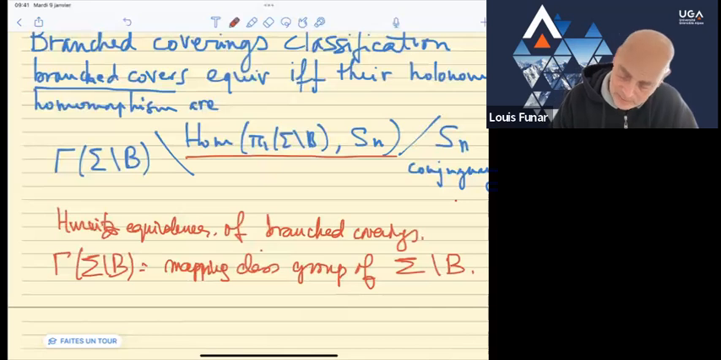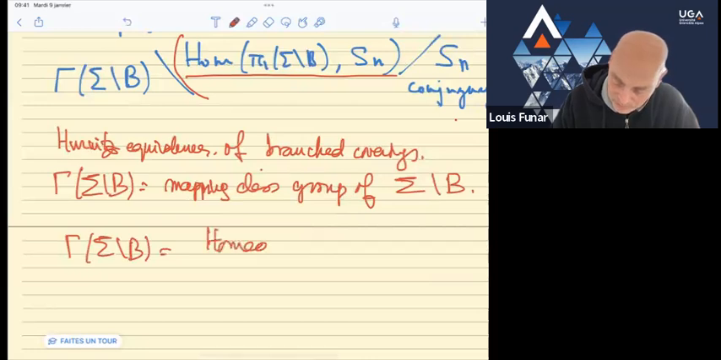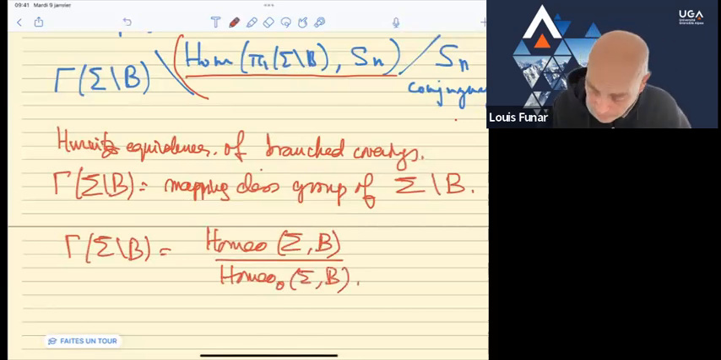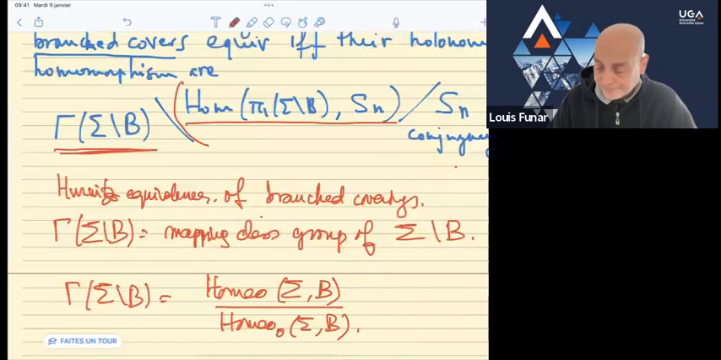But if you take the quotient by the conjugacy, as I put up here, then the mapping class group, I recall maybe just to say, is the homeomorphisms of sigma preserving the points of B, up to homeomorphisms isotopic to identity. And if you don't want to look at Hurwitz equivalence, but just at strong equivalence, then you have to drop this action.